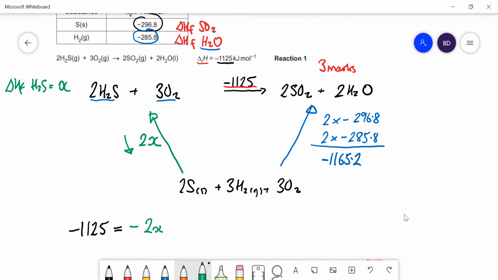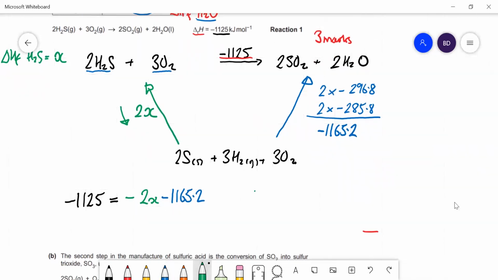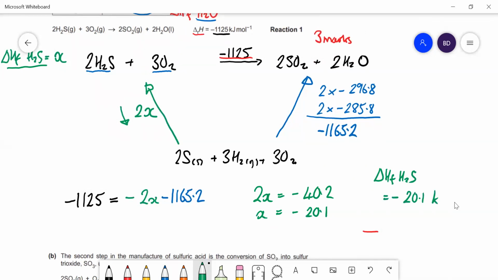We're going with the arrow there, so we stick with the sign there. That's 1165.2. Let's rearrange that to get x. So let's do 2x first of all. So you get 2x is equal to minus 40.2. So x is equal to minus 20.1. Now what is x? X is the enthalpy of formation of hydrogen sulfide, which is what we're going to find out. So delta HF for H2S is equal to minus 20.1 kilojoules per mole.